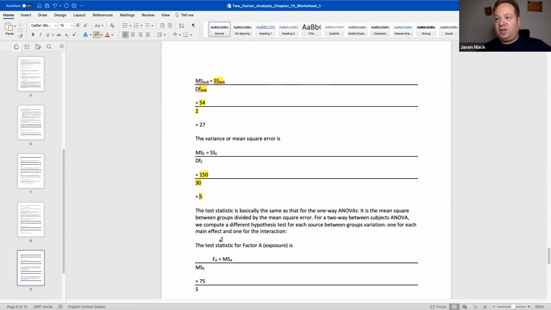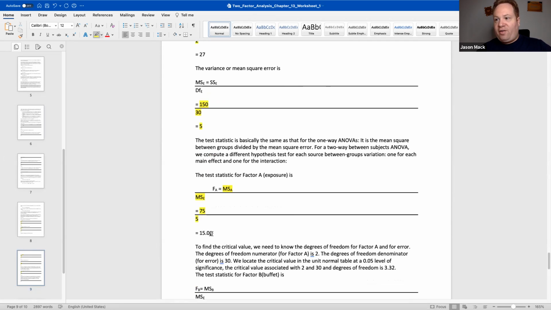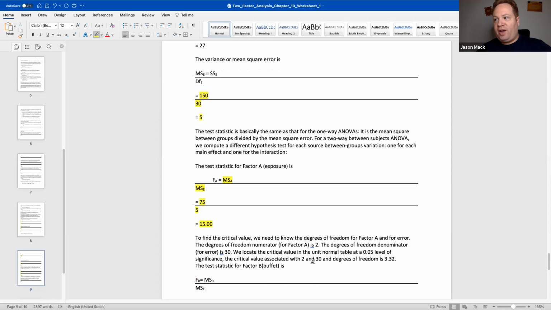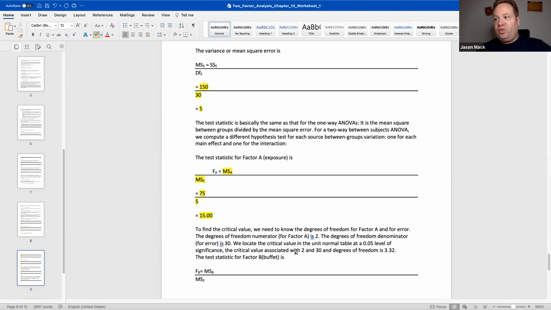The test statistic for factor A, exposure, is the mean square A divided by the mean square error. So that's 75 divided by 5, which is 15. Now, to find the critical value, we need to know the degrees of freedom for factor A and for the error. The degrees of freedom numerator for factor A is 2. The degrees of freedom denominator for error is 30.